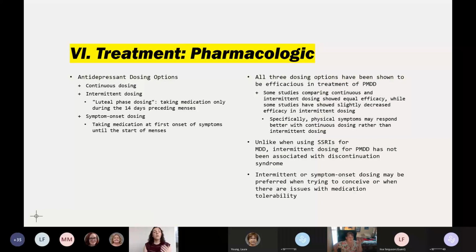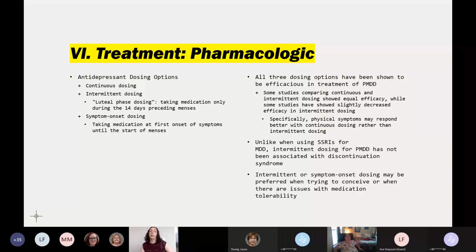So the intermittent dosing and the symptom onset dosing have both been shown to be efficacious, as well as the continuous dosing. In some studies comparing the various forms, continuous and intermittent are equally efficacious. And then there are a couple that show that maybe there's slightly decreased efficacy in the intermittent dosing. Specifically, what I saw is that physical symptoms may respond better with continuous dosing than intermittent dosing. So if you have a patient that's really experiencing a lot of physical symptoms, you may want to consider continuous dosing rather than the intermittent or symptom onset.